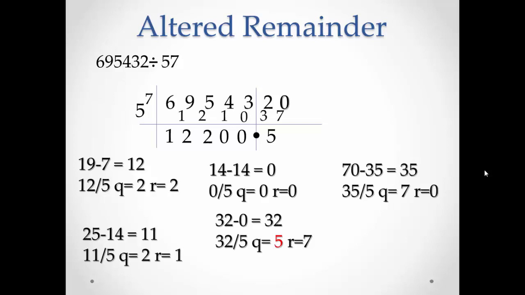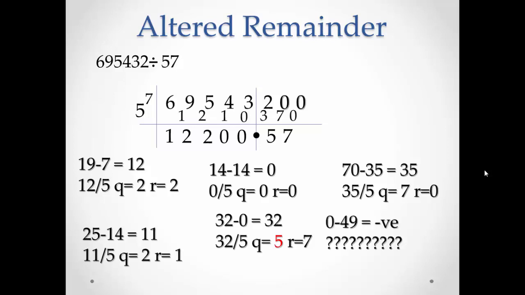70 minus 35 comes out to be 35, and 35 by 5 gives quotient 7 and remainder 0. It's very clear. So when we write this, quotient 7, remainder 0, and we again add 0 to continue our problem. Okay, I think we need to recheck our question, since we are getting 0 0, and 0 0 minus 7 times 7 is 42.